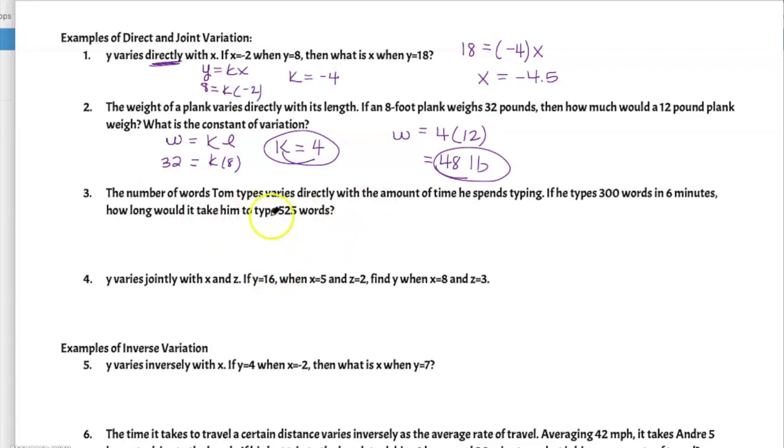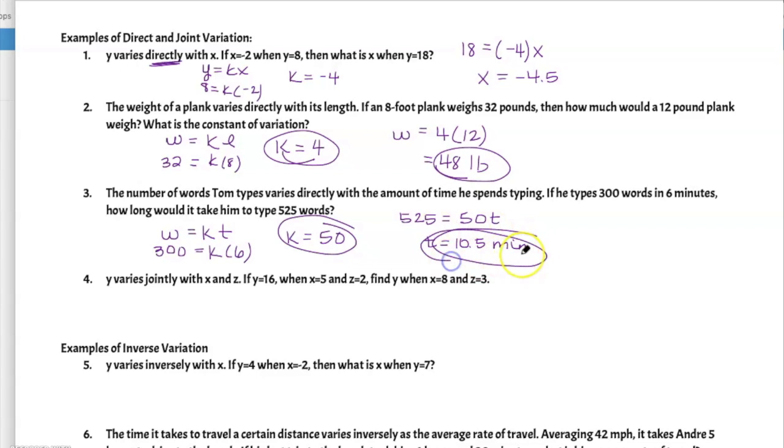The number of words Tom types varies directly with the amount of time he spends typing. So the number of words varies directly with the time. If he types 300 words, so that's W, in 6 minutes, which is T, that means that k is going to be equal to 50. 300 divided by 6 is 50. So how long would it take him to type 525 words? So we know that k is 50. We just have to solve for T. And 525 divided by 50 is 10.5 minutes. So you see we're using that same equation twice. We're just using it to solve for different things.